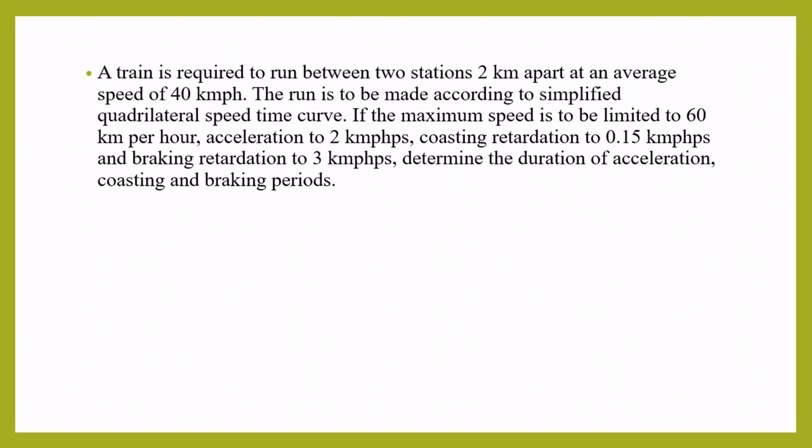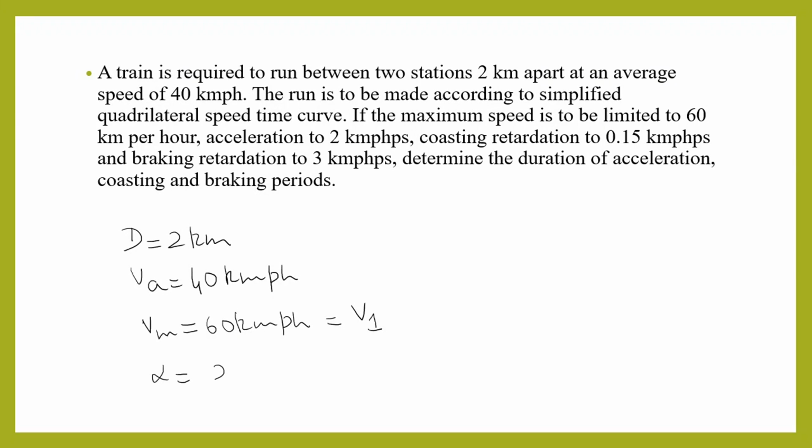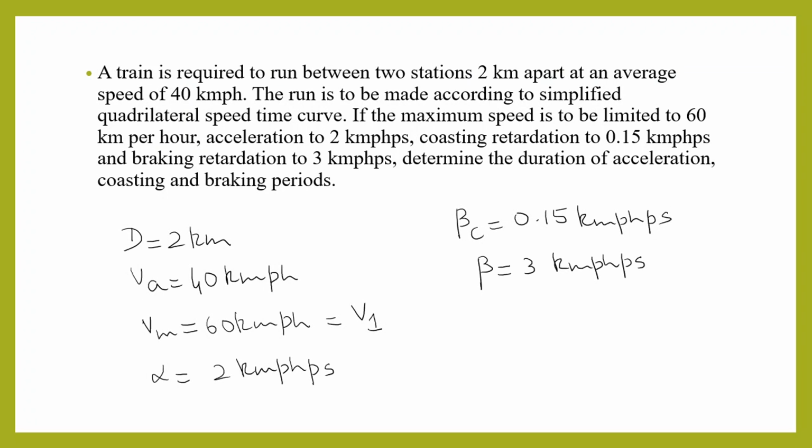So we have D equal to 2 km, VA equal to 40 km per hour, VM equal to 60 km per hour, which is nothing but V1, alpha equal to 2 km per hour per second, beta c equal to 0.15 km per hour per second, beta equal to 3 km per hour per second. So we are supposed to find the values of T1, T2 and T3 in the quadrilateral speed time curve.